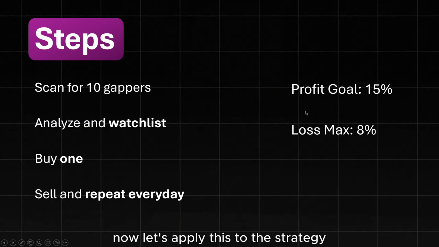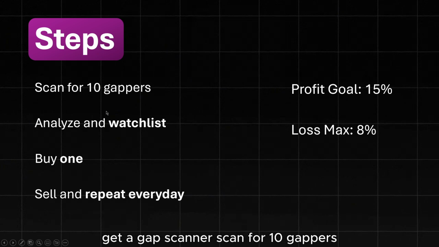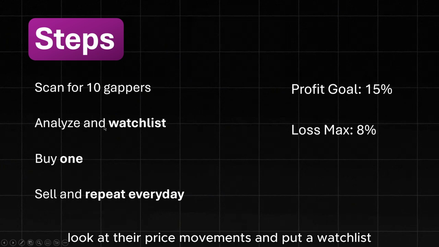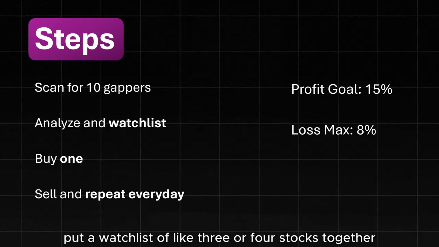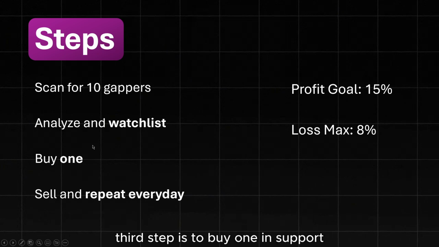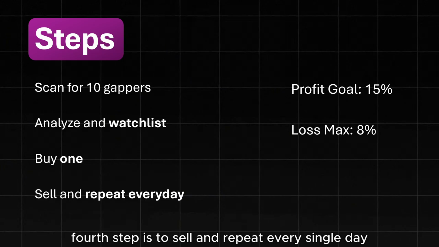Now let's apply this to the strategy. You guys already know the strategy. It's a simple four steps. First, we scan for 10 gappers. Get a gap scanner, scan for 10 gappers. The second thing is to analyze all the 10 gappers, look at their price movements, and put together a watch list of like 3 or 4 stocks, the ones that you're going to watch when market opens. Third step is to buy one in support. So once we've found this, that's when you want to buy. If a stock opens up and it just dive bombs down below support, you're not going to buy it. Fourth step is to sell and repeat every single day.